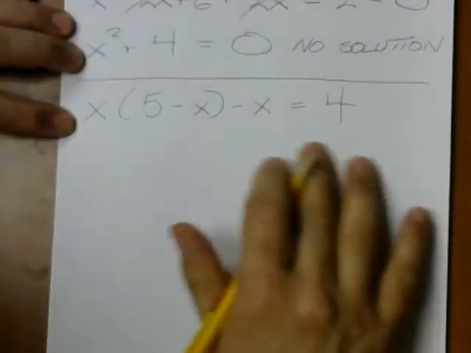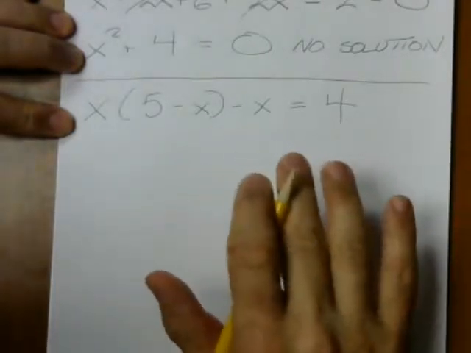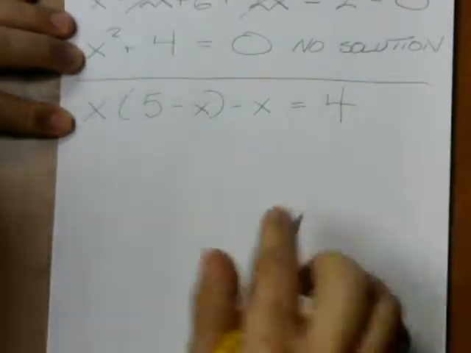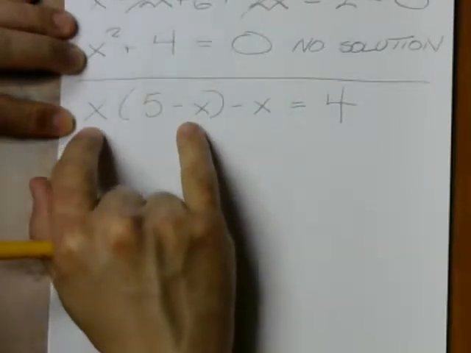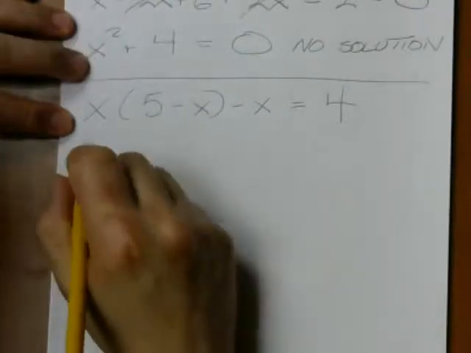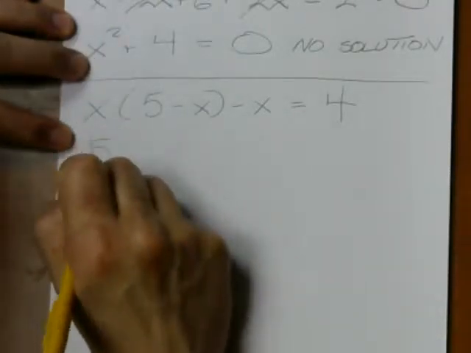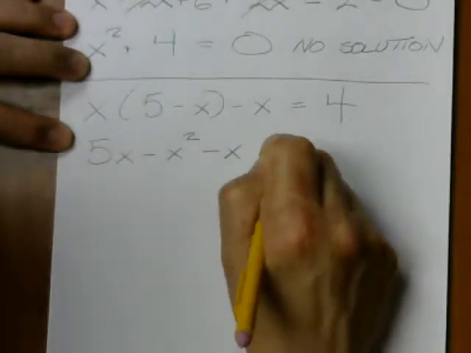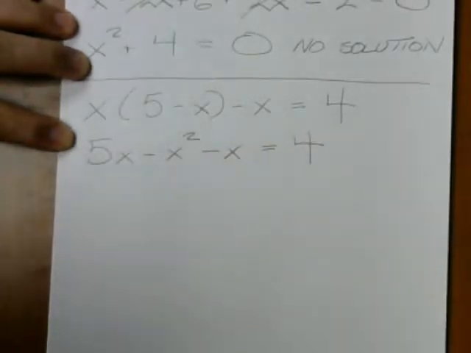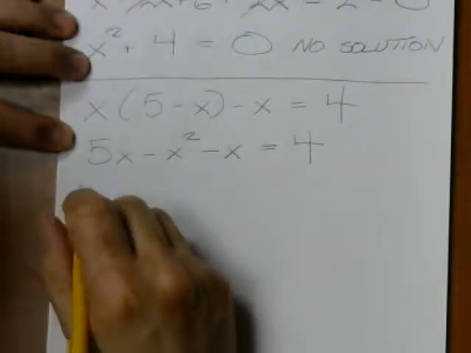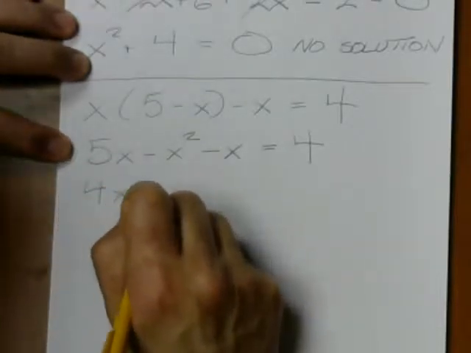Let's try this one. So this might not immediately look like a quadratic of any form. There's no x squared to start off with, but we're going to get an x squared if we multiply these two here and here. So let's try to simplify. If I try this, I will get 5x minus x squared minus x is equal to 4. I could simplify this right off the bat. 5x minus x is going to give me 4x.